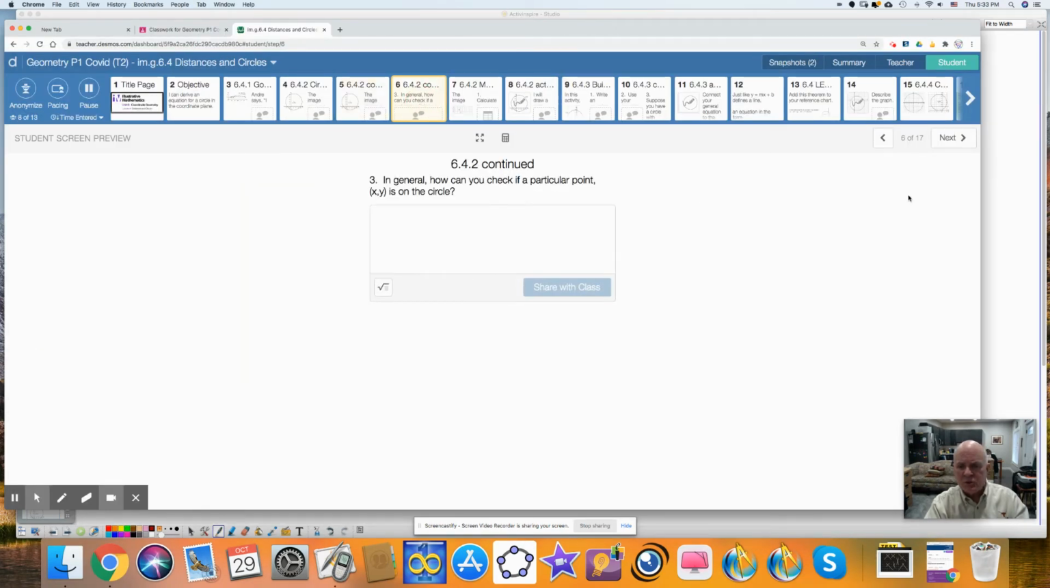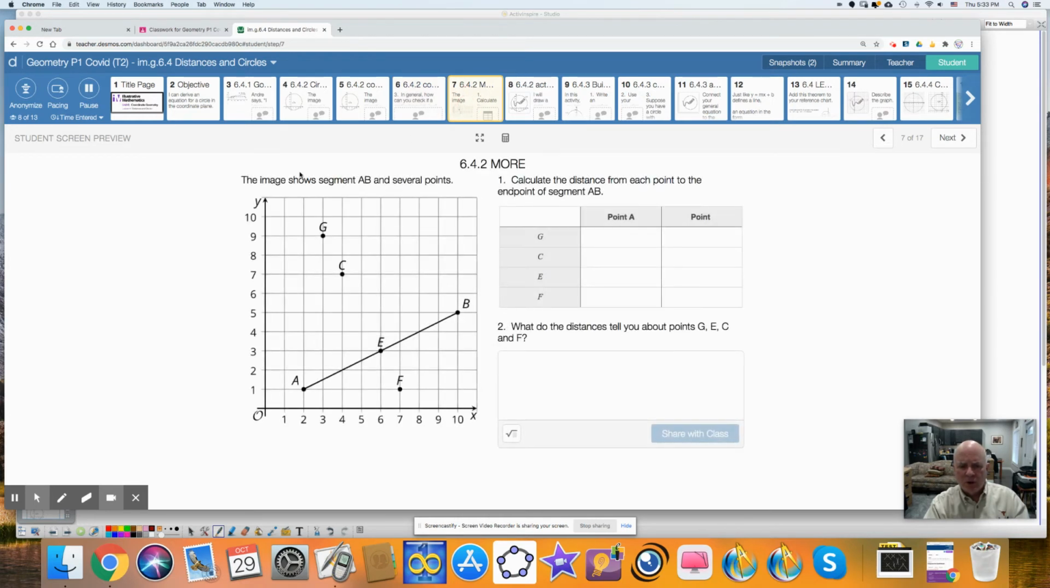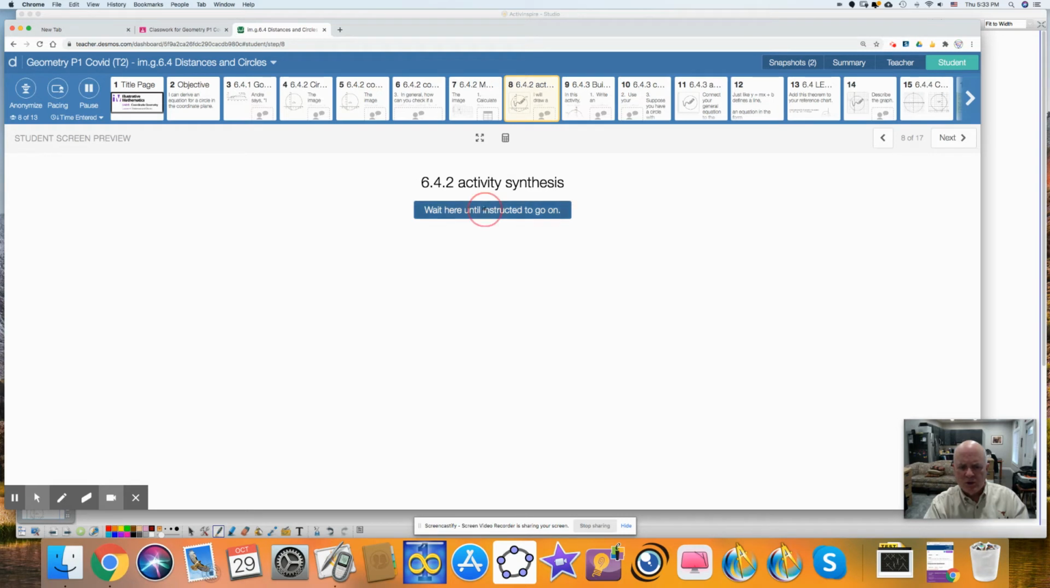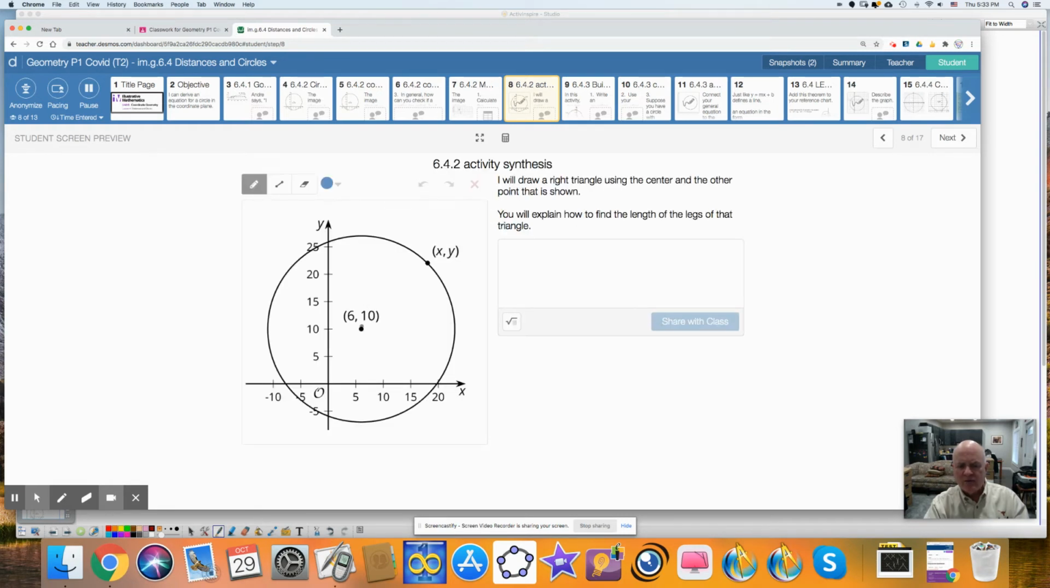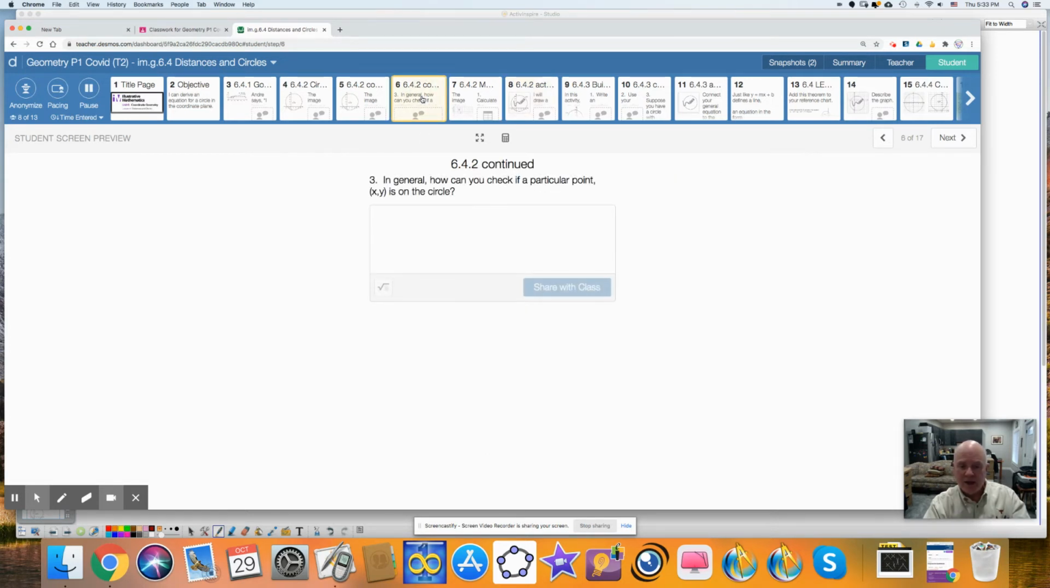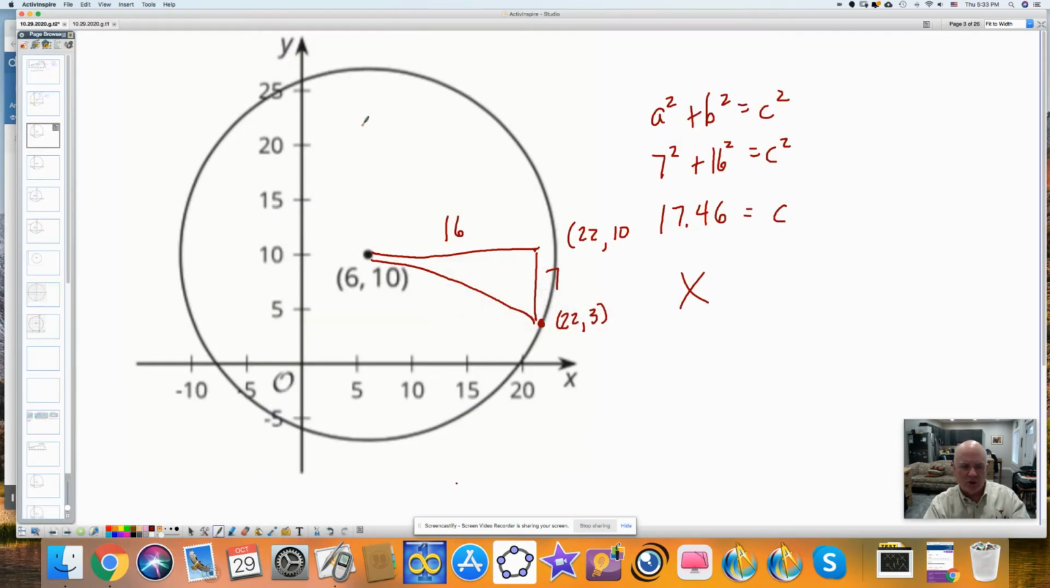Then we have this question, which is in general, can you check if a particular point is on the circle? And going further, this is the more question. I'm not going to go to the more question. I am going to go to this question, though. Here we have 6,10, and we have the point x,y on the circle. I want you to draw the triangle and find out how you could find the length here. And that is actually the question to this one. How could you find it if x,y is a point on the circle?